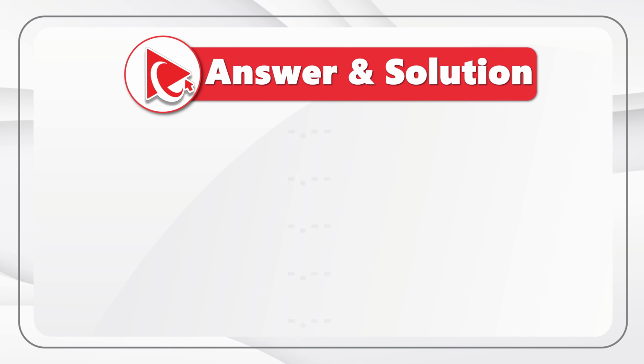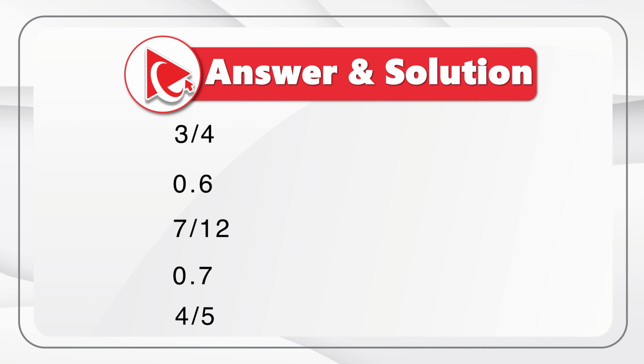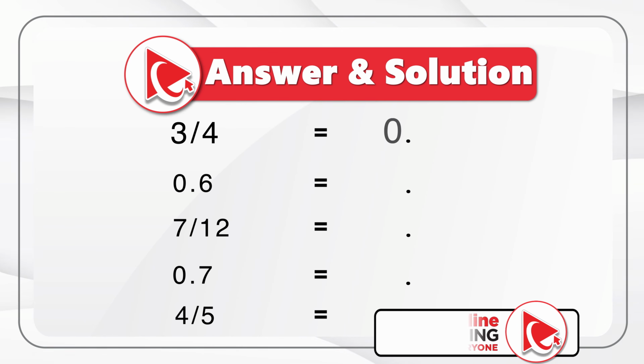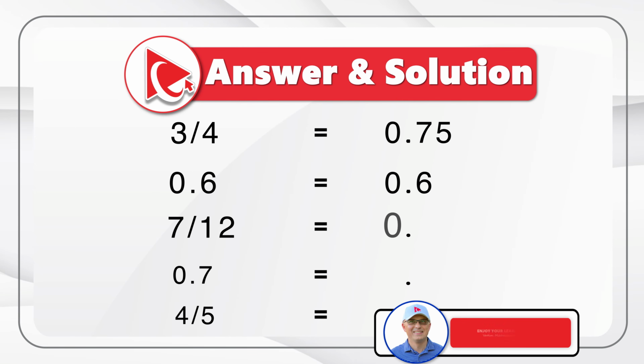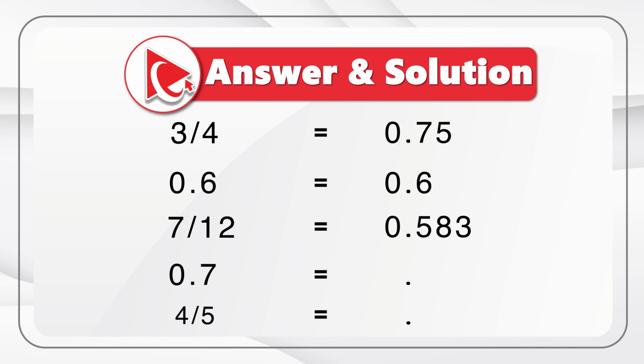You can convert all the values to decimals, or you convert all the values to fractions. It doesn't matter, but it has to be common. I chose decimal format. 3/4 in decimal is 0.75. 0.6 is 0.6. And 7/12 is 0.583. 0.7 has the same value, and 4/5 is 0.8.